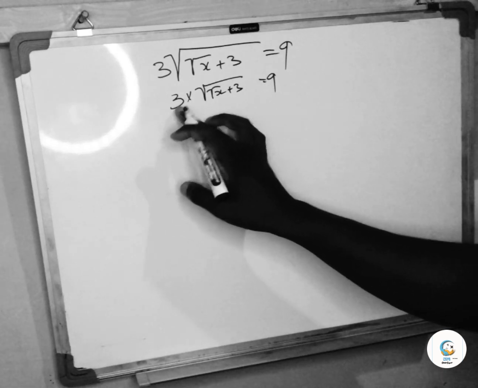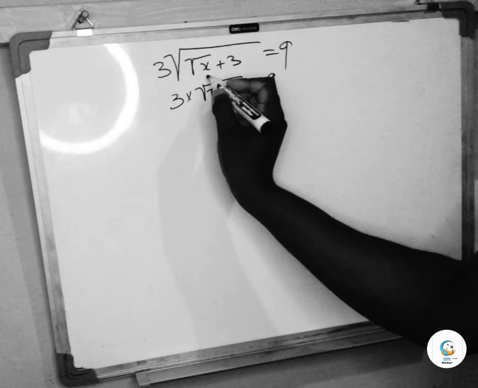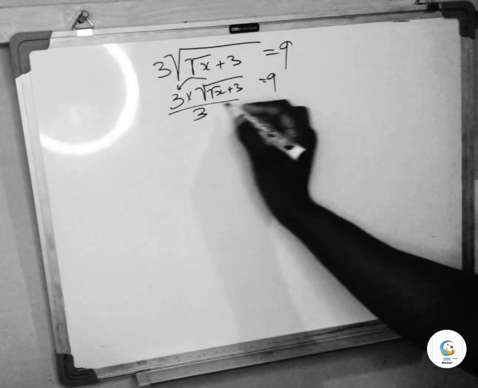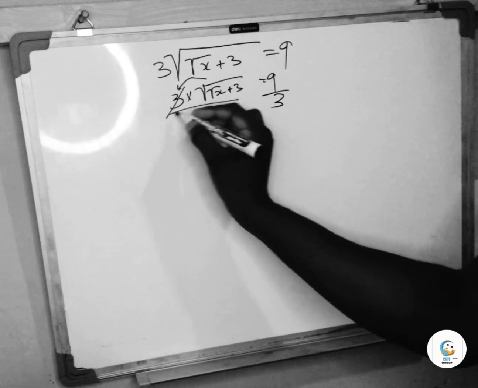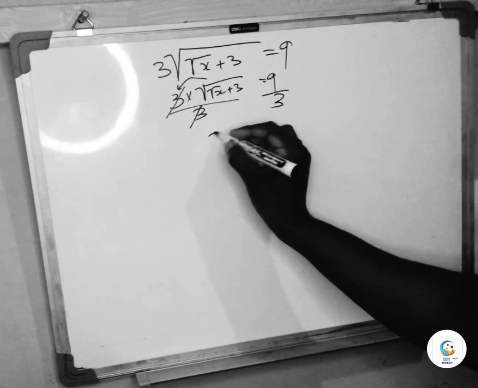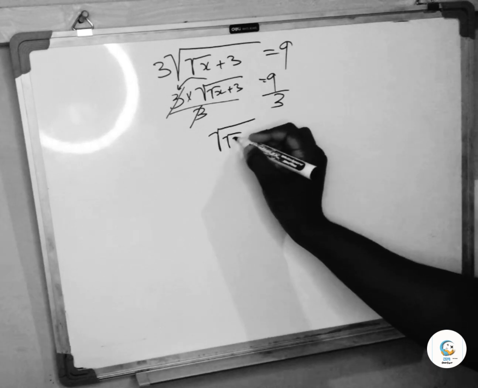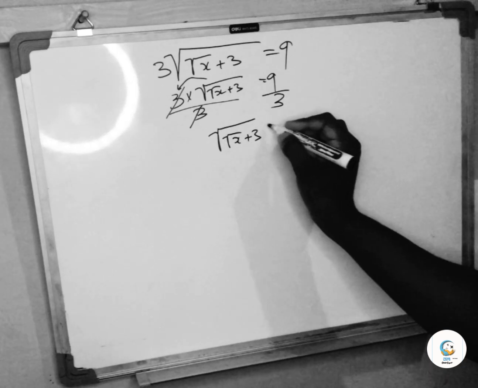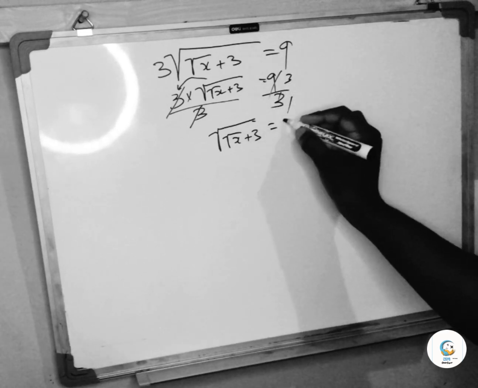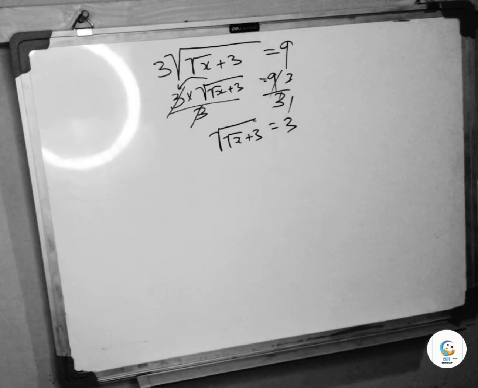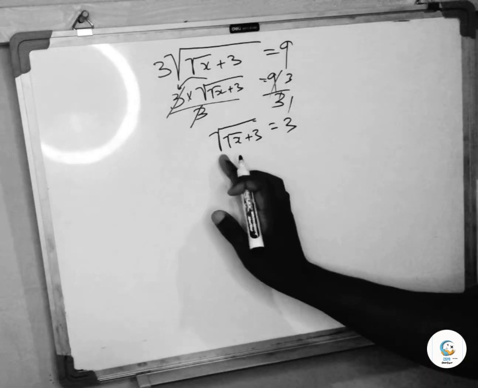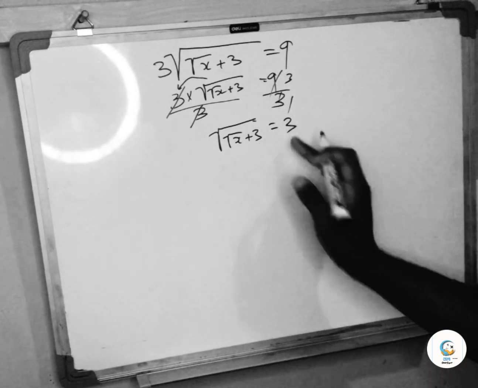So if it's like 3 multiplied by the square root, whatever is next to it, we divide by it. So we must divide by what? By this 3 here to cancel this 3. And after this 3 is cancelled, we'll be left with what? The square root of x plus 3 equals 9 divided by 3, which is 3. So we have a square root of x plus 3 equals 3.